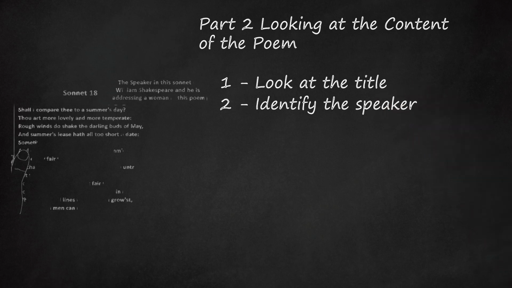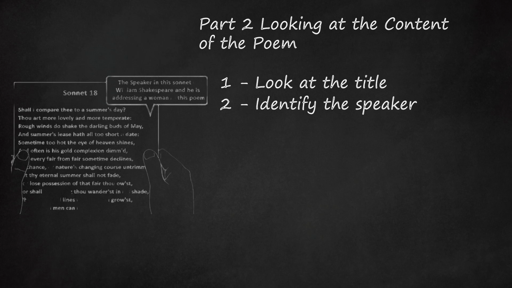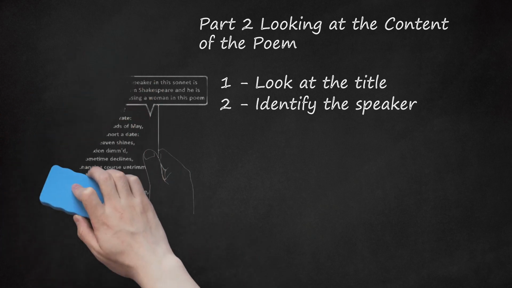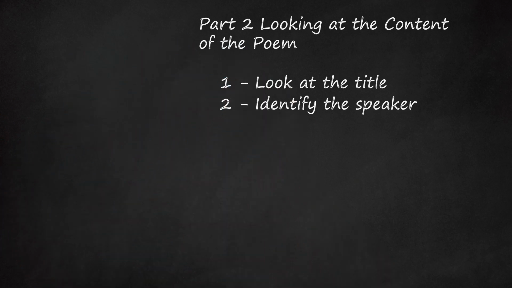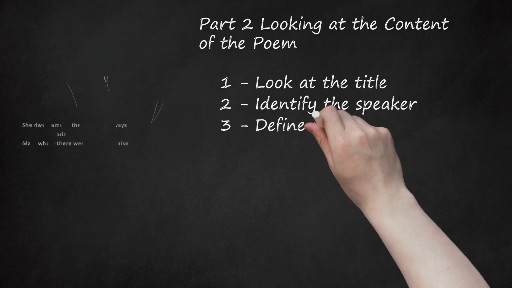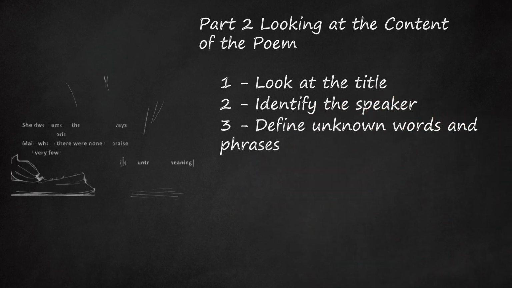The poet and the speaker are not always the same person. A poem speaker might be a character within the broader context of the poem. Note if the poet uses a first-person speaker, I, a second-person speaker, you, or a third-person speaker, she, he, they. You can usually identify the speaker without careful analysis, but if you aren't sure, don't worry about it for now. Just make sure you understand what type of speaker is in the poem when you start analyzing the meaning of the poem. 3. Define unknown words and phrases.